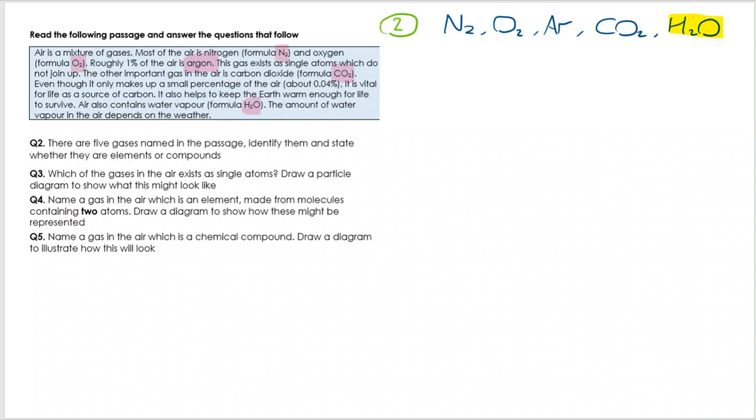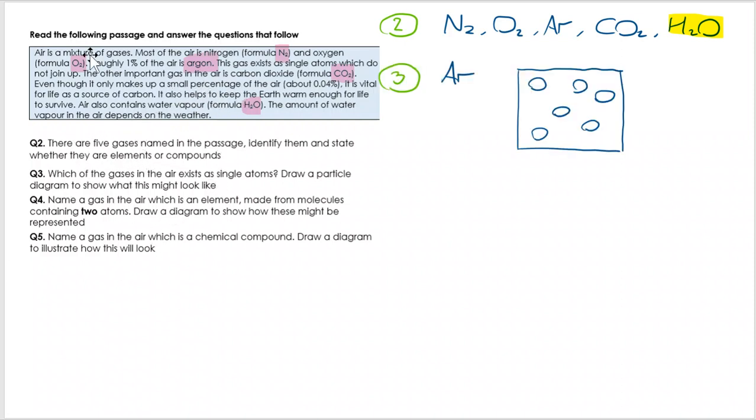Well, I've gone through and I've highlighted. We've got nitrogen, N2, oxygen, O2, argon, Ar, carbon dioxide, CO2, and we've also got water. Now, we conventionally think of water as a liquid, but it does state very clearly here that it's water vapour. So it is a gas.